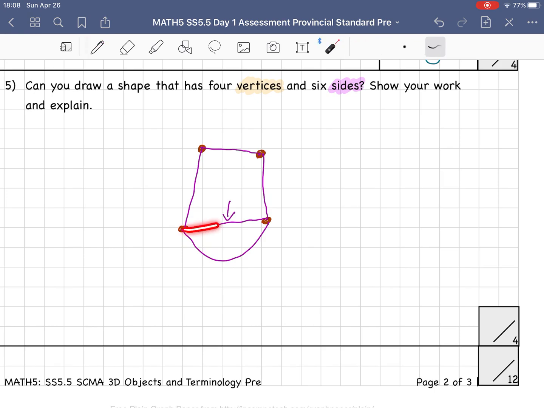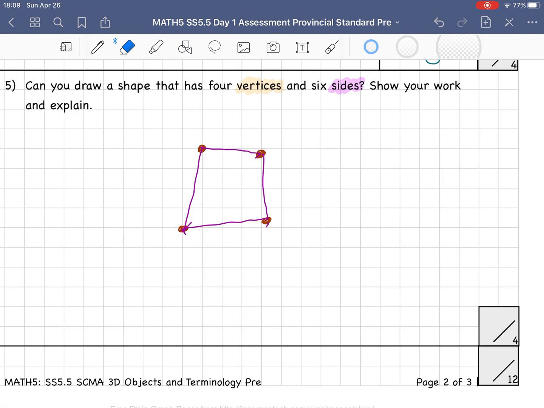Well, then this one right here is no longer a side. It's now inside the shape. It's no longer a side of the shape. So that doesn't work. If I draw a diagonal, this is a diagonal and not a side because it's not on the edge of the shape. It's inside the shape.